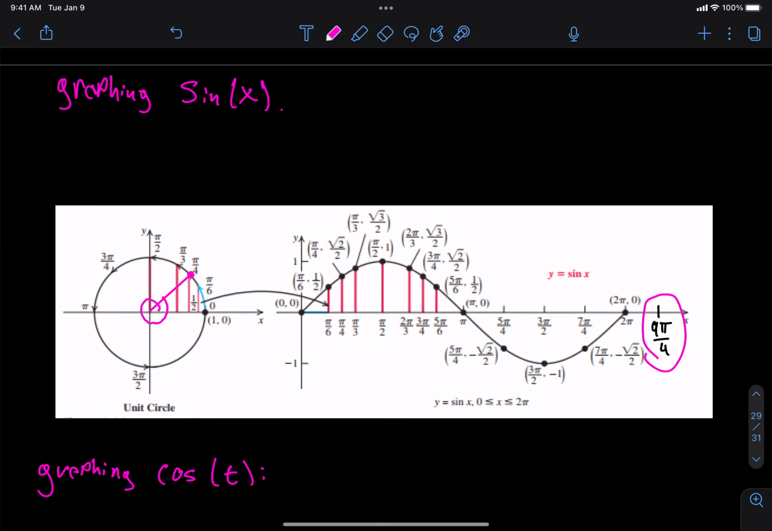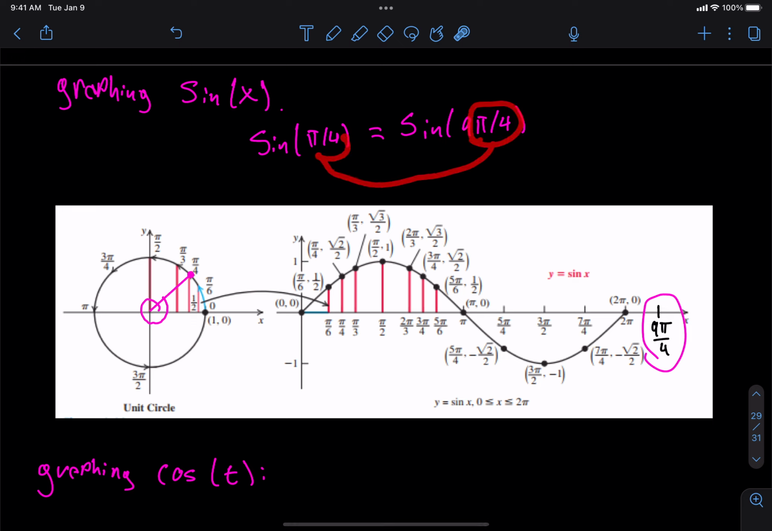So what is the height of the function going to be at 9 pi over 4? It's going to be the same as the height of the function that it was when we did pi over 4, because these two angles are coterminal. So sine is going to give us the same value. Sine of pi over 4 is going to be the same as sine of 9 pi over 4, which is what I get when I add 2 pi to pi over 4.